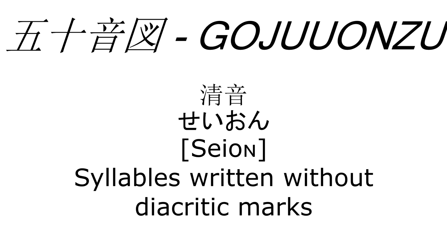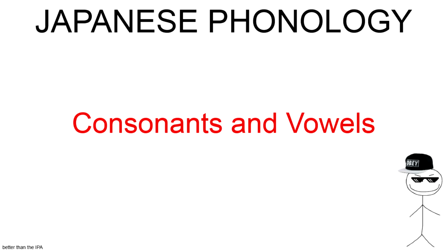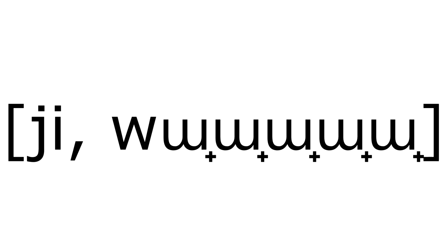You'll see that the Gojuuon has some absent kana, which would represent the sounds yi, ye, wi, wu, and we. If you have watched the previous video on Japanese phonology, if you haven't, go watch it right now, you will have noticed that there was no mention of these sounds. Yi and wu do not exist.